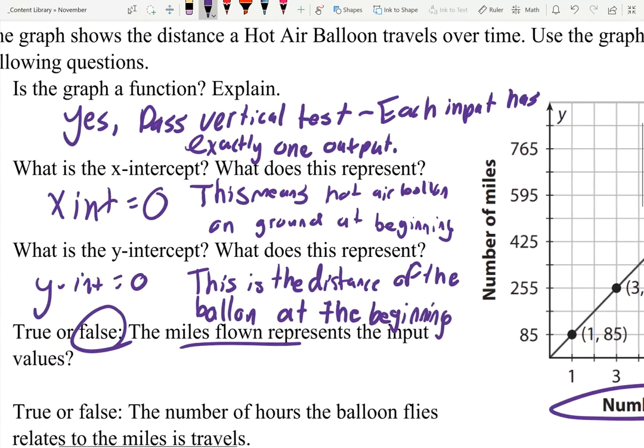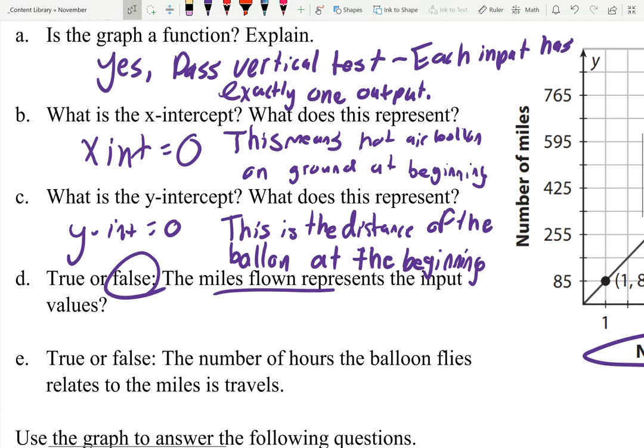All right, and then true or false? The number of hours the balloon flies relates to the miles it travels. So think of it like this, right? Hours relates to miles, right? So this is x to y. This is kind of how it's being phrased. You will see this on your test as well, so make sure you draw it out like this. Hours relates to miles, meaning hours is x, miles is y.